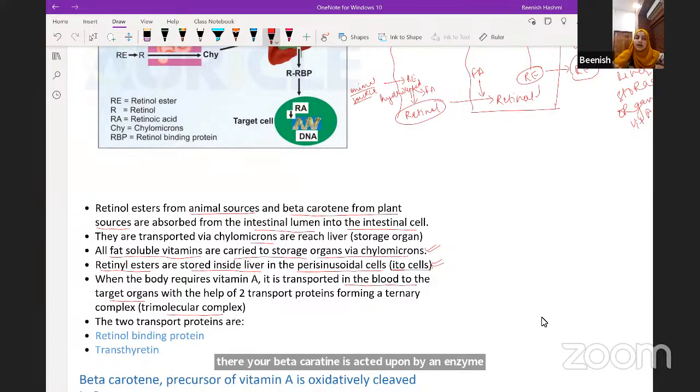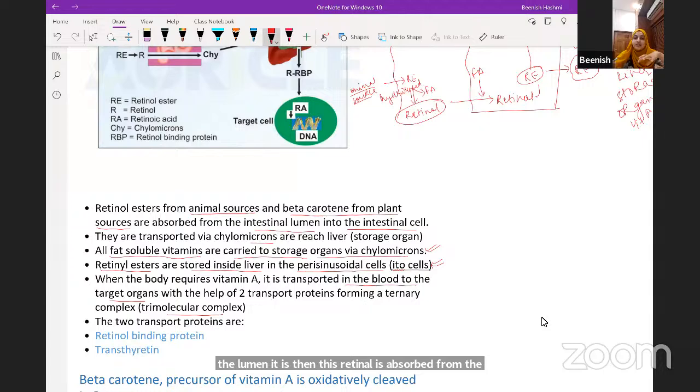Your retinol ester is hydrolyzed in the lumen and the fatty acid is removed, and it forms retinol. Also, an important point to note here is that the most abundant fatty acid that combines with retinol is palmitic acid. So you can call it retinol ester or retinol palmitate. This retinol is then absorbed from the lumen into the intestinal cell.